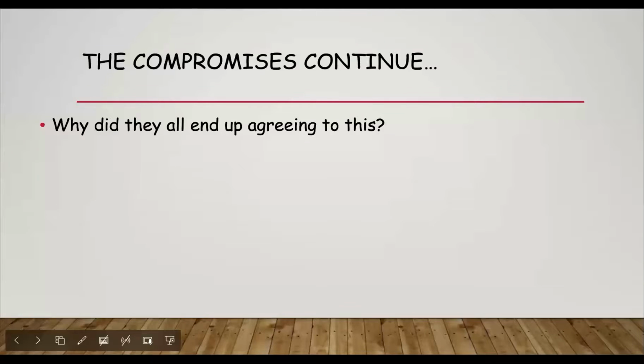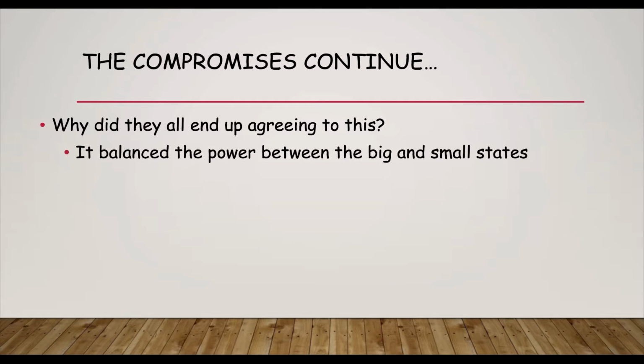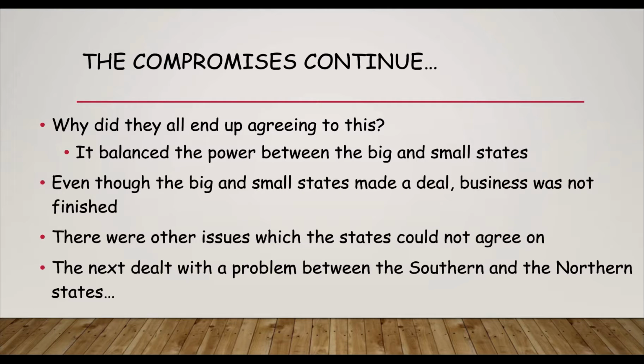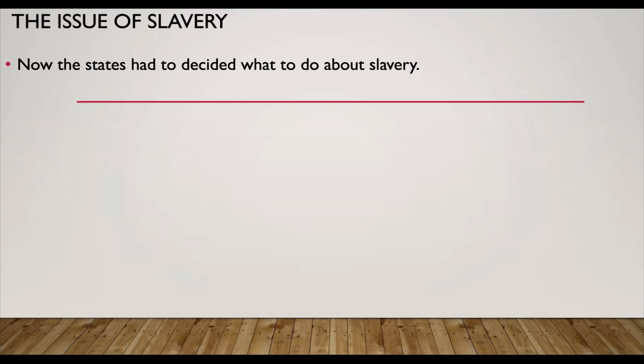Today we are picking up with compromises made at the Constitutional Convention. We started off with the Great Compromise, which was determining how many houses of Congress there would be and how many representatives each state would get. Now we're moving on to disagreements between southern and northern states. So you will continue in your guided notes.